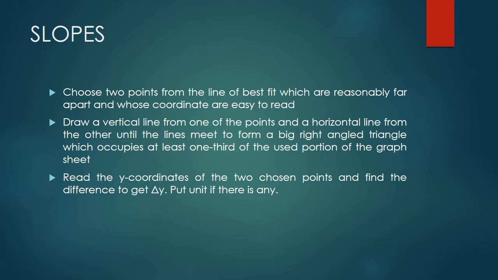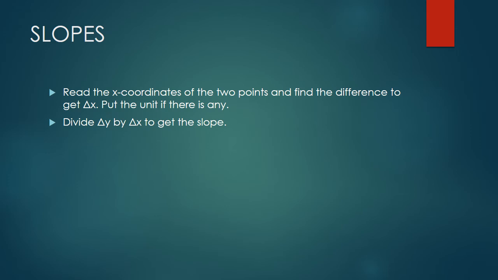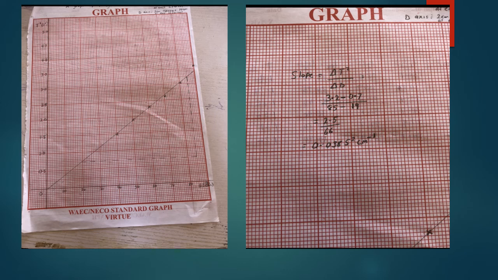So, slope now. In slope, the first thing you should do is choose 2 points from the line of best fit that are reasonably far apart and whose coordinates are easy to read. Then you draw a vertical line from one of the points and a horizontal line from the other, so that they meet to form a big right-angled triangle. And you read the y coordinates and find the difference between the 2 chosen points. And then you also read the x coordinates and find the difference between those 2 points. Then you divide the difference between the y coordinates by the difference between the x coordinates, and that will be our slope. So you can see the graph that I plotted now.